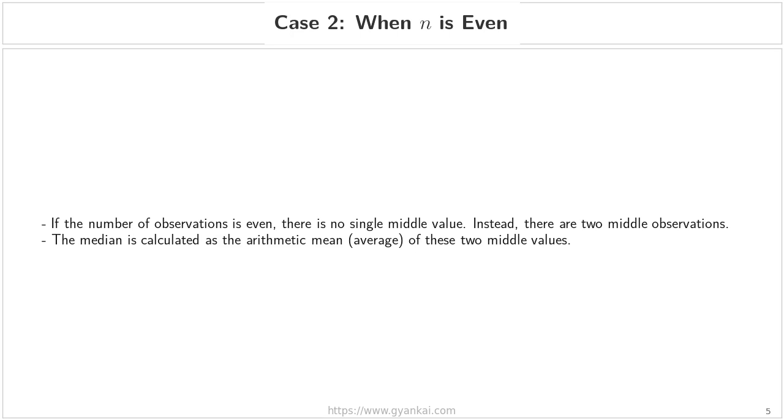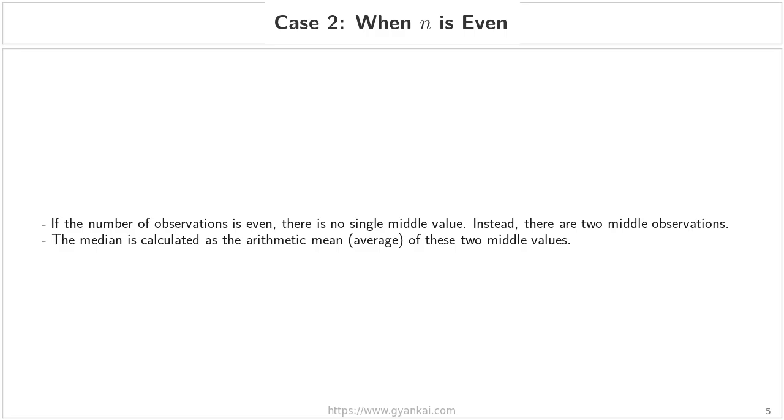Case 2, when n is even. Now, we have just looked at what happens when we have an odd number of data points, where finding the middle is quite straightforward. But what happens when the number of observations is even? In this second case, we run into a slight challenge. There is no single, solitary middle value. Instead, the center of the data is actually split between two middle observations.